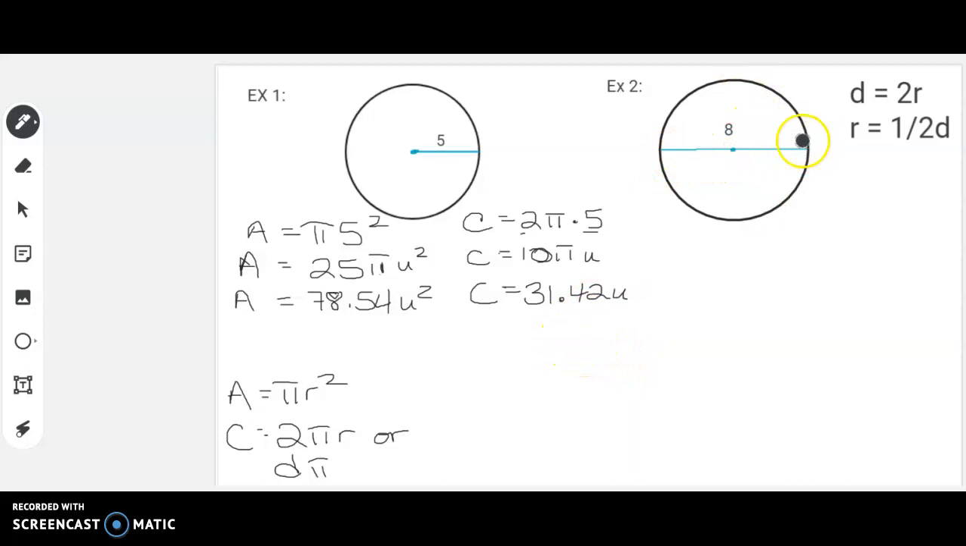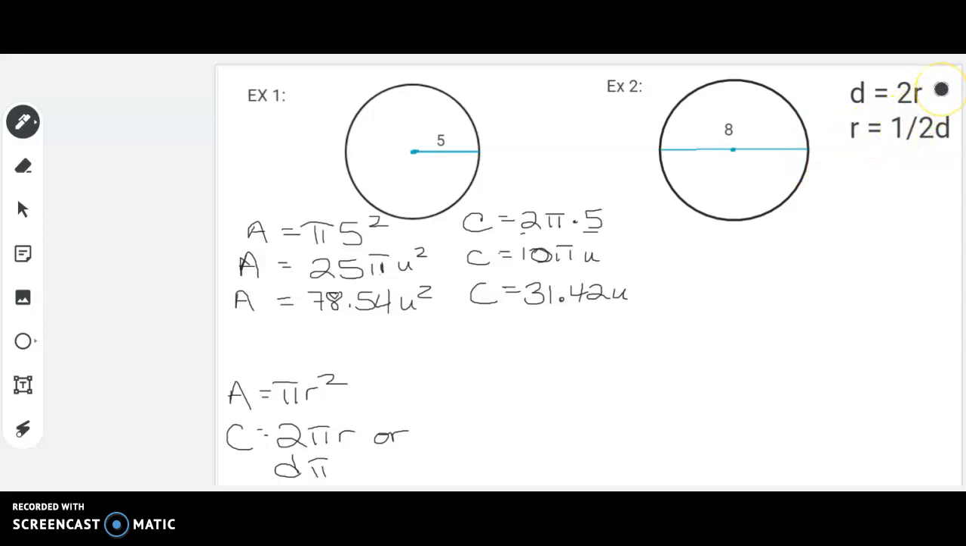Okay, in example 2, we're given the diameter. So there is a relationship between the diameter and the radius. The diameter is equal to 2 radii. Okay, so here would be the 1, and then here would be the other one. So it's 2 radii. And then if you're trying to go from the diameter to the radius, it's half.